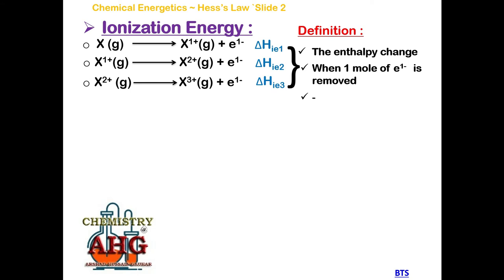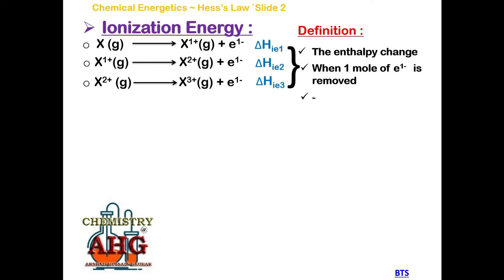Okay students, I hope you have tried to write down the definition for the second and third ionization energy. Just check it out. For the second ionization energy, you are supposed to write: the enthalpy change when 1 mole of electron is removed from 1 mole of gaseous unipositive ion to produce 1 mole of gaseous dipositive ion. And likewise, the third ionization energy is the enthalpy change when 1 mole of electron is removed from 1 mole of gaseous dipositive ion to produce 1 mole of gaseous tripositive ion. I hope you have written these definitions correctly.